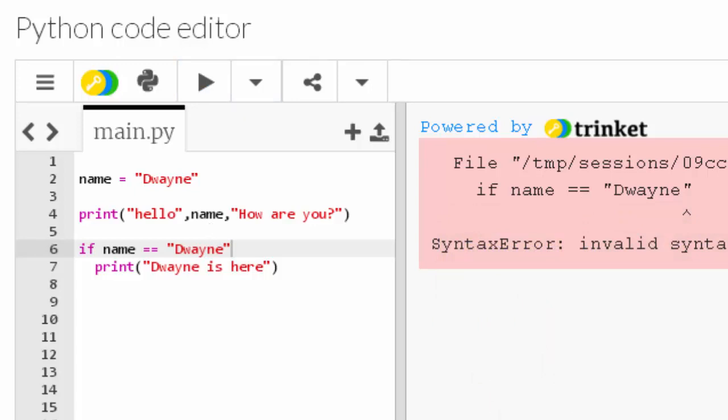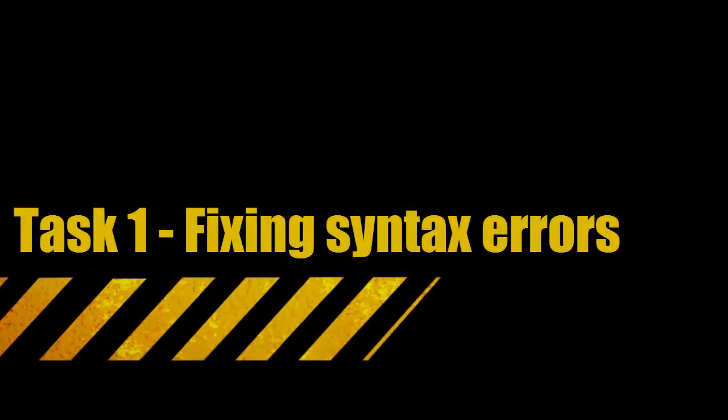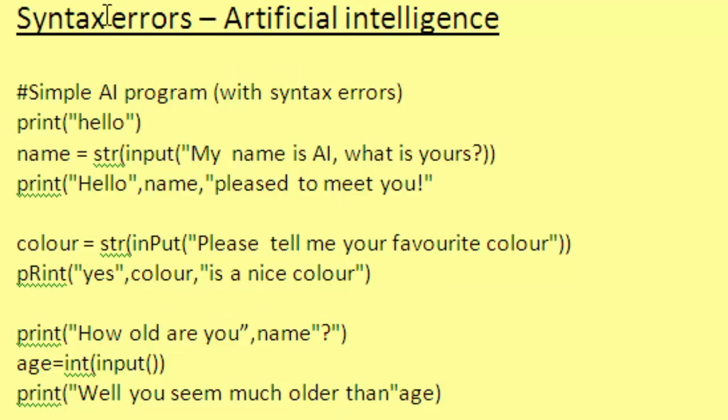Okay, so have a go at this task. Okay, so here's the task. It says syntax errors, artificial intelligence, and we've got some code here. The object of this task is to copy this code and fix it. All right, so have a go at that. Copy the code out, look for any spelling errors, look for any grammar errors, look for any punctuation errors. Pause the video, copy the code, make it work.